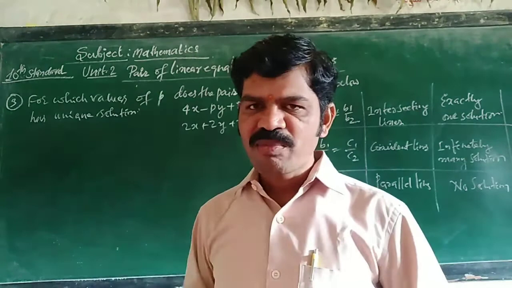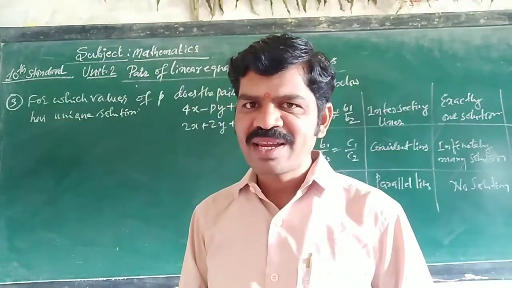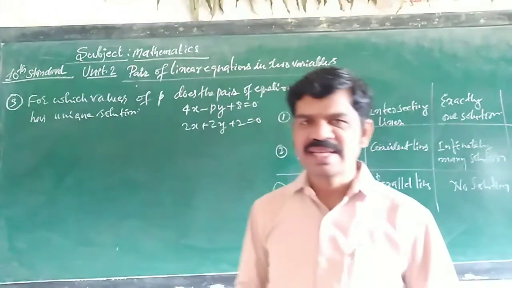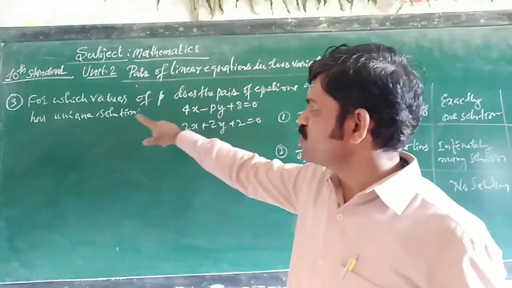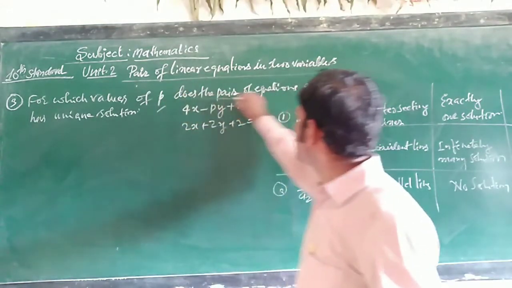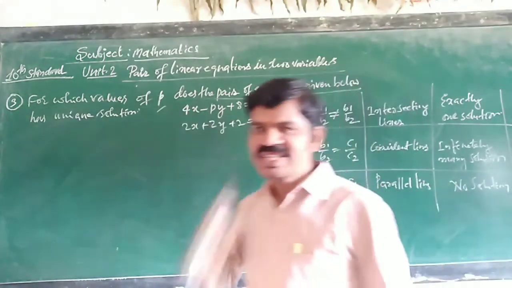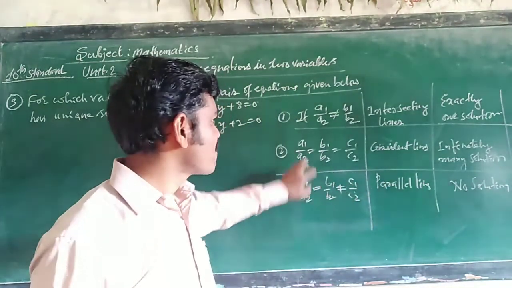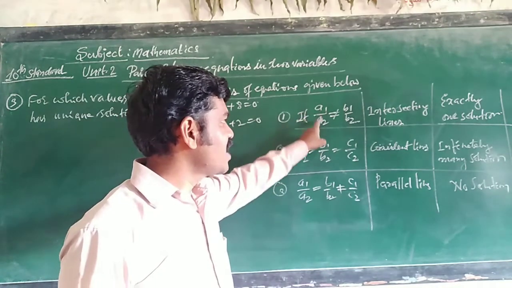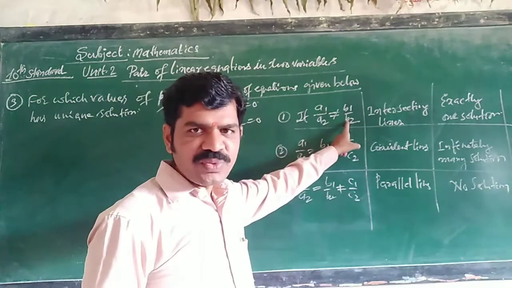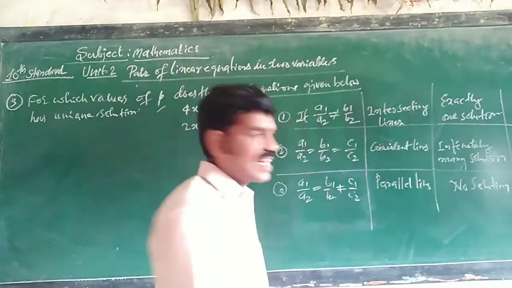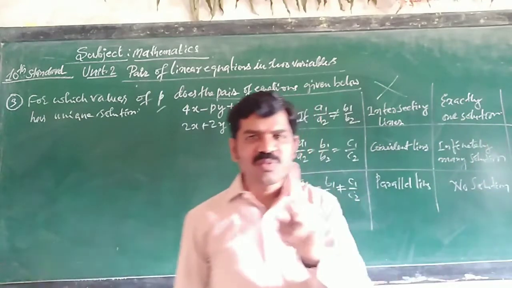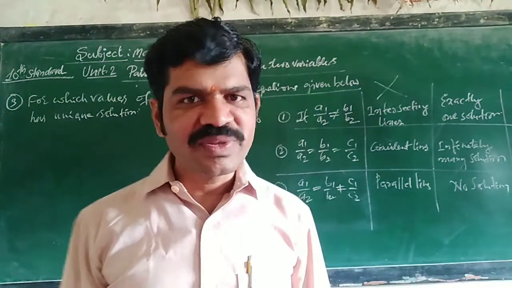So this is the problem which recalls all the knowledge you have gained in the concept of lines, pair of linear equations in two variables. The question asked here is: for which values of p does the pair of equations given below have a unique solution? To remember that, I have written once again on the board that if a1 by a2 is not equal to b1 by b2, then these lines are intersecting lines, and in these lines we have exactly one solution.